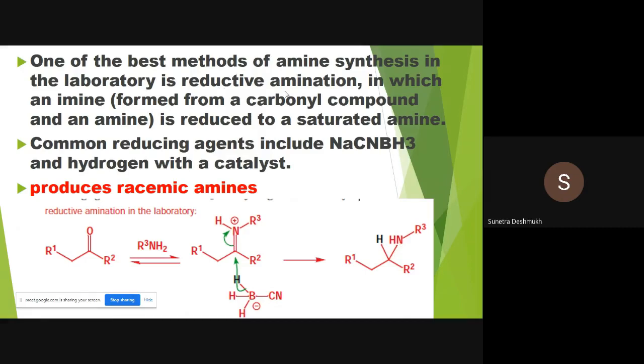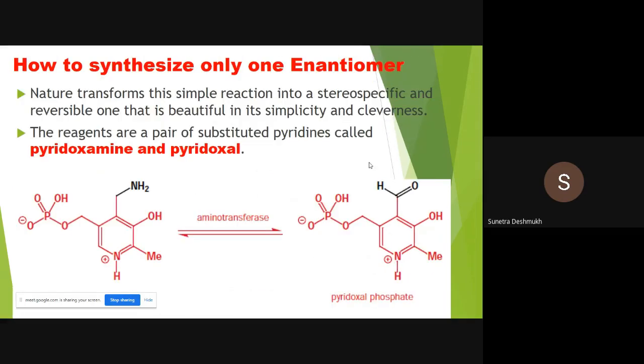One of the best methods of amine synthesis in the laboratory is reductive amination, in which an imine formed from a carbonyl compound and an amine is reduced to a saturated amine. Common reducing agents include sodium cyanoborohydride and hydrogen with a catalyst. Okay, so how nature forms a new carbon nitrogen single bond via the reductive amination method, that we will see now.